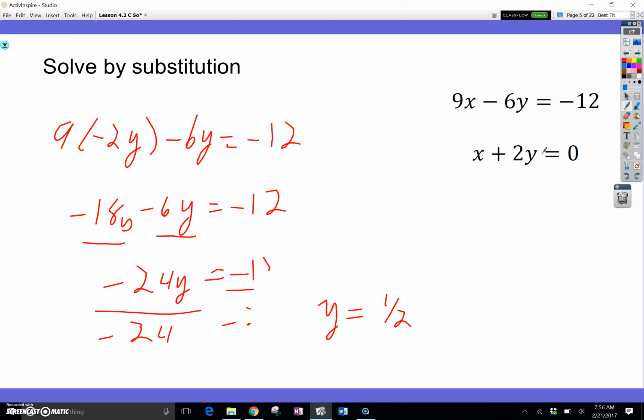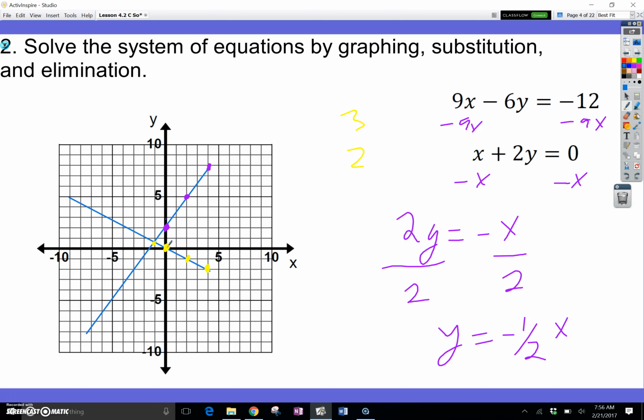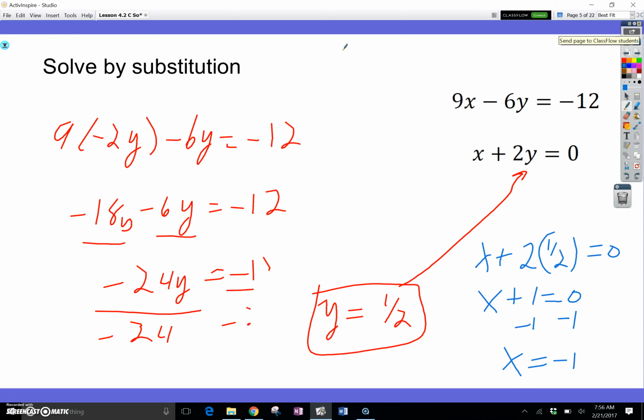So out of these two, it looks a little easier to plug in y equals 1/2 right here. So in blue, that's going to look like x plus 2 times 1/2 equals 0, which is x plus 1 equals 0. And if I minus 1 on both sides, it's going to be x equals negative 1. And by looking at my graph, you can kind of tell, okay, it's down 1 and up 1/2. And that's exactly what I got. So as an ordered pair, it would be negative 1 comma 1/2.